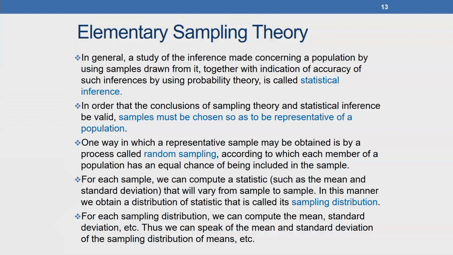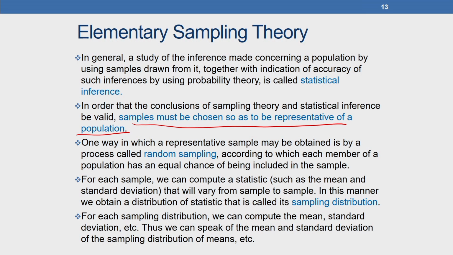In order that the conclusions of sampling theory and statistical inference be valid, samples must be chosen so as to be representative of a population, and this is an issue generally faced in different kinds of methods of inquiry by development researchers. Often in this field we make a distinction between probability sampling and non-probability sampling, and it is only probability sampling that makes use of methods wherein we can very conclusively say that these estimates are representative of the entire population. Non-probability sampling usually is not representative.